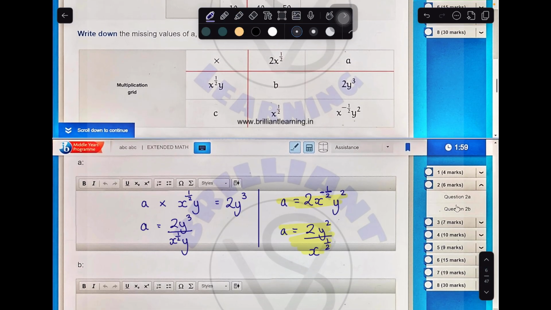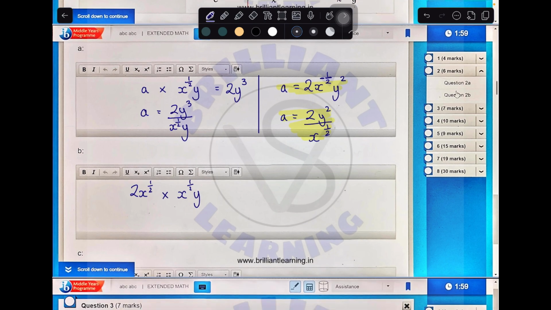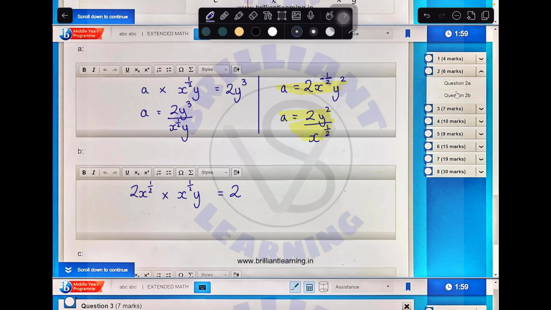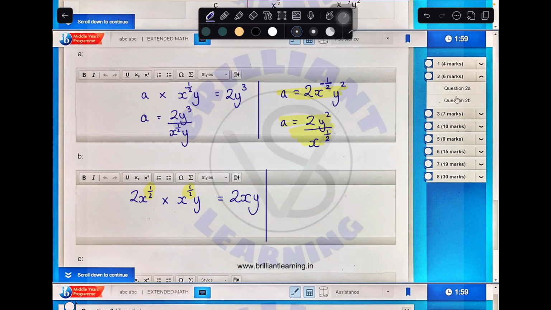Okay, part B, let's see, so we've got 2x to the power of a half, and we are multiplying by x to the power of a half y. Okay, so remember, when we are multiplying powers, we add them. So 2 times our invisible 1 is 2. A half plus a half is 1, so 2x. And then y to the power of 1 is just going to remain as is. So 2xy is for part B, and then no space to do C, so let me do that here.